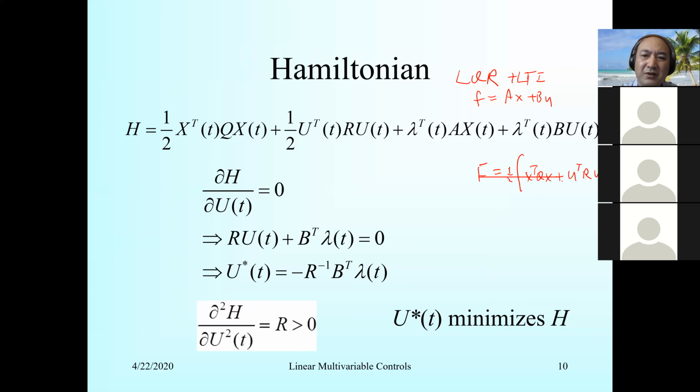U transpose RU, so that's my F. So the stationarity condition is giving us a connection: the optimal control signal is actually proportional to my co-state. This is our second order condition, meaning we are doing minimization, okay? But how to get this lambda, this co-state?